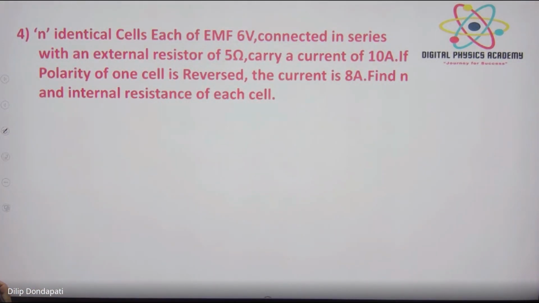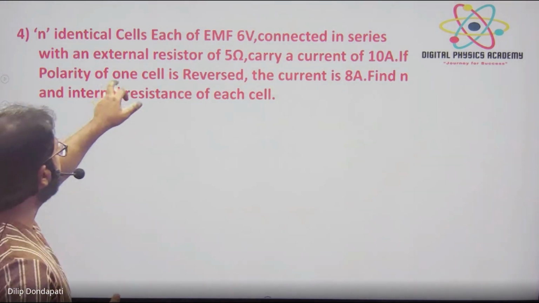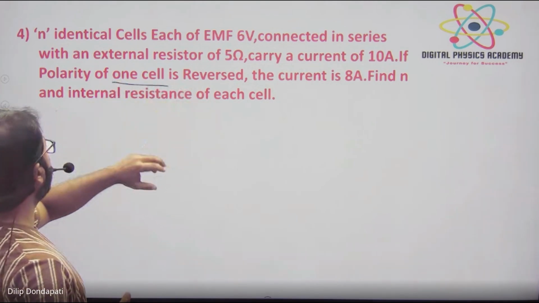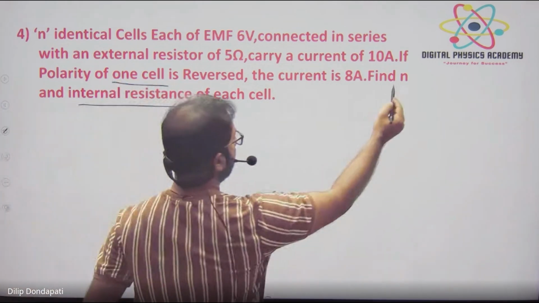n identical cells, each of EMF 6 volts, connected in series. So all are 6, 6, 6, 6 connected in series. External resistance is 5 ohms, carrying current 10 amperes. If the polarity of one cell is reversed, the current is 8 amperes. Then we need to find n and the internal resistance.